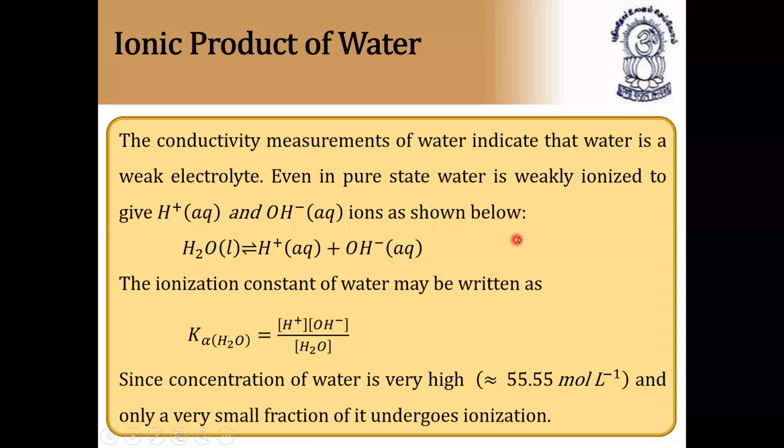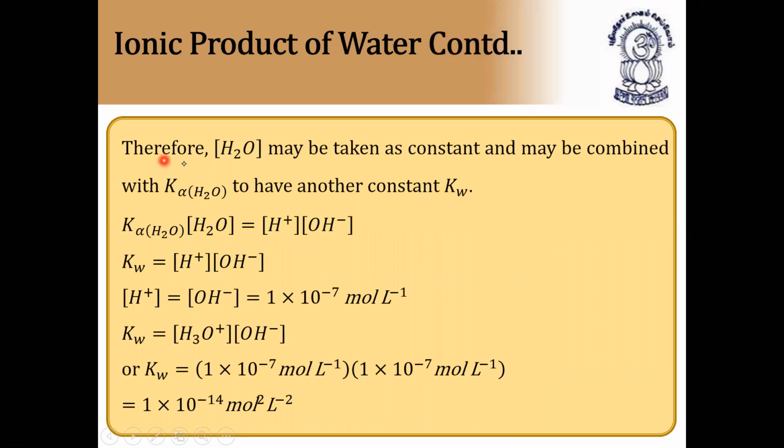So by this we can say the ionic product of water Ka is equal to... Therefore water may be taken as constant and may be combined with Ka of H2O to give another constant called Kw. What is this Kw called? Kw is called the ionic product of water.